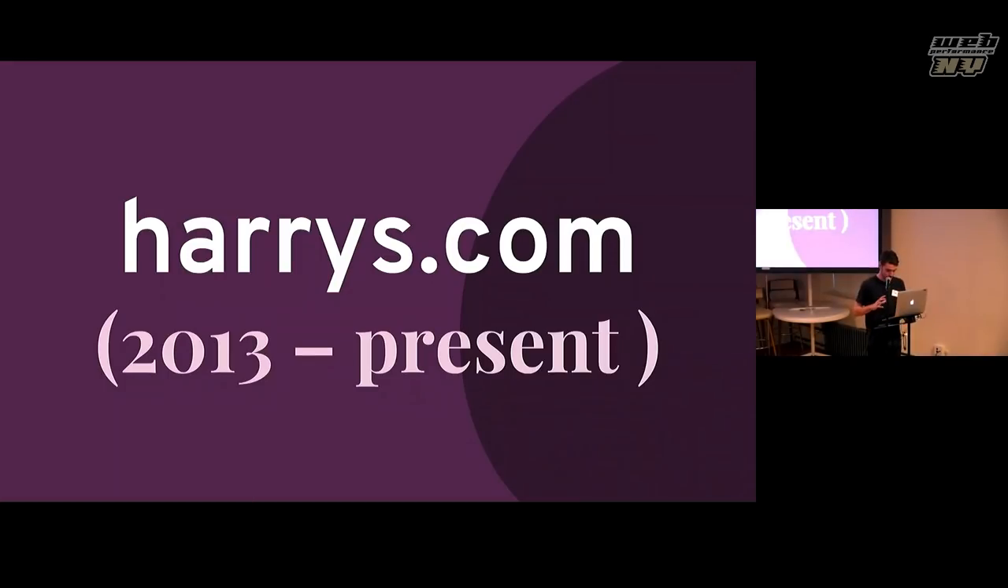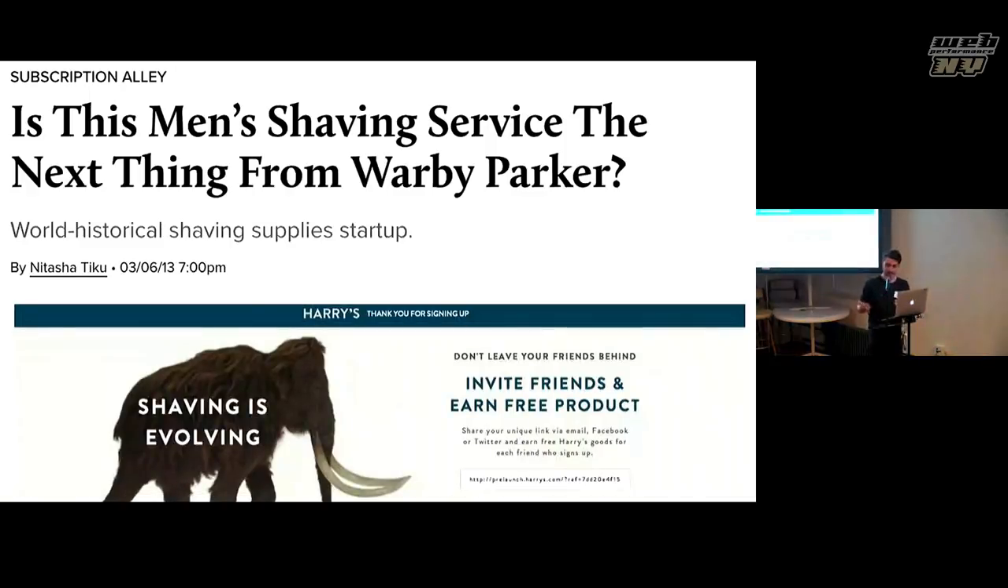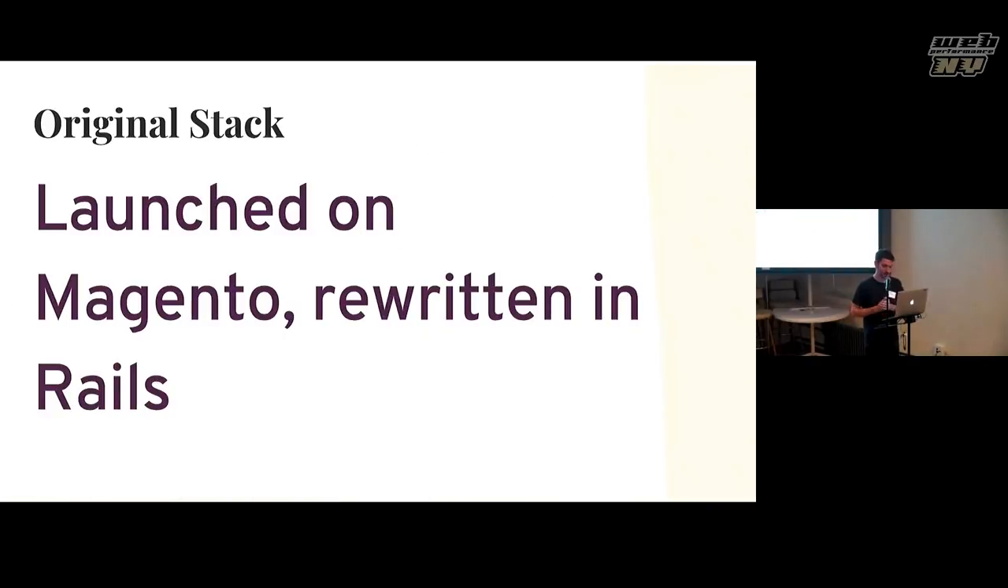And just to give you a bit more backstory on the architecture of Harry's.com, which is a little bit different from Flamingo. So Harry's itself launched in 2013 to a fair amount of press. It was originally built on top of Magento, which is this open source e-commerce framework, and the press and the initial traffic actually crashed the site on its first day. And so we really didn't want that to happen with the Flamingo launch.